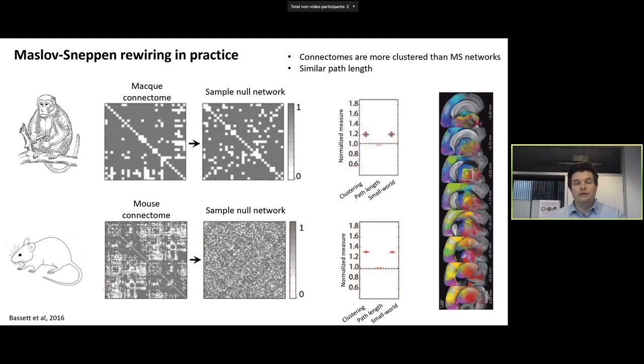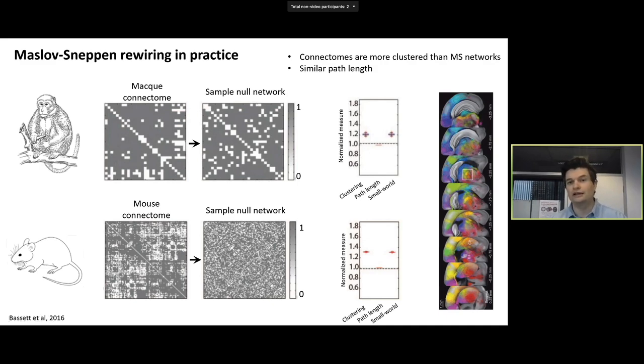So here are some examples of Maslov-Sneppen applied to real-world networks, to a macaque and a mouse connectome. A sample of the Maslov-Sneppen network is shown here on the right for both of those connectomes. In practice, we generate hundreds of such samples. And here we're showing the normalized clustering and path length.